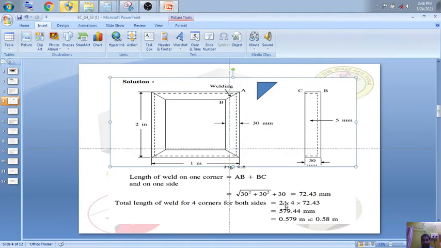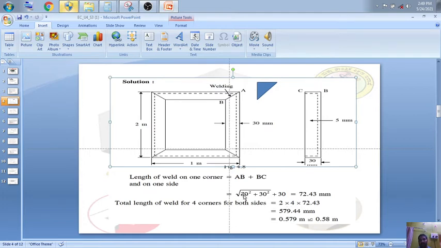So this has to be done on four sides, one side here, one side here, one side here, and one side here. 4 into 72.43. This 2 is for both sides. We have to do welding on both sides as mentioned in the problem. So 2 times means 2 sides, inside and outside. 2 into 4 is 4 sides, this side, this side, this side, and this side. And this 72.43 is the total length of weld, AB plus CB. AB length is 42.43 and CB length is 30.